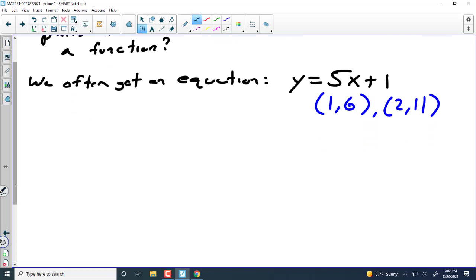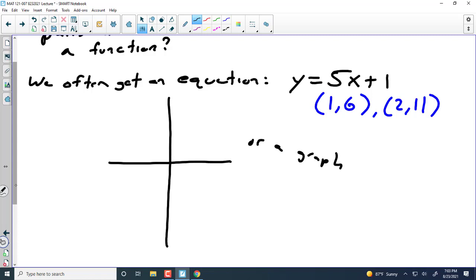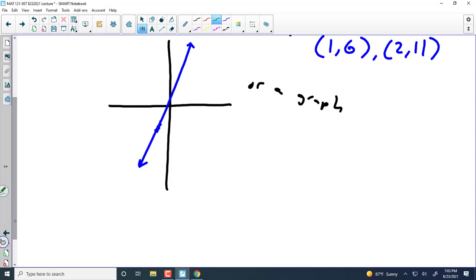Or maybe we have a graph that looks like this, and we're trying to decide, well, that's actually an infinite number of ordered pairs right there. They're just all so close to each other, it doesn't look like a bunch of points, but it's an infinite number of points. Because there's one here, and there's one here, and there's one in between them, and there's one in between those. It just keeps going and going and going. So what do we do? Decide, is this a function?